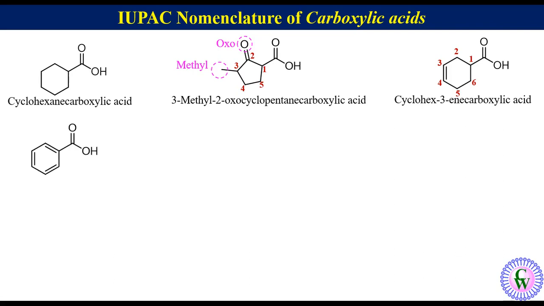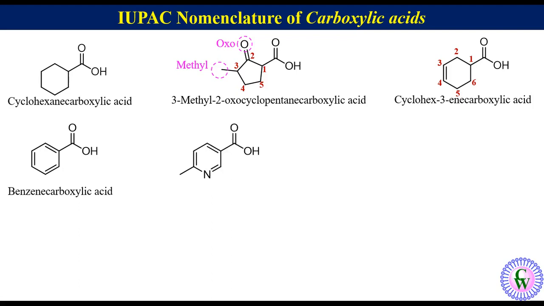Benzoic acid. As we know that when the R group is aromatic, then the IUPAC name is arene carboxylic acid. So, benzoic acid will be named as benzene carboxylic acid.